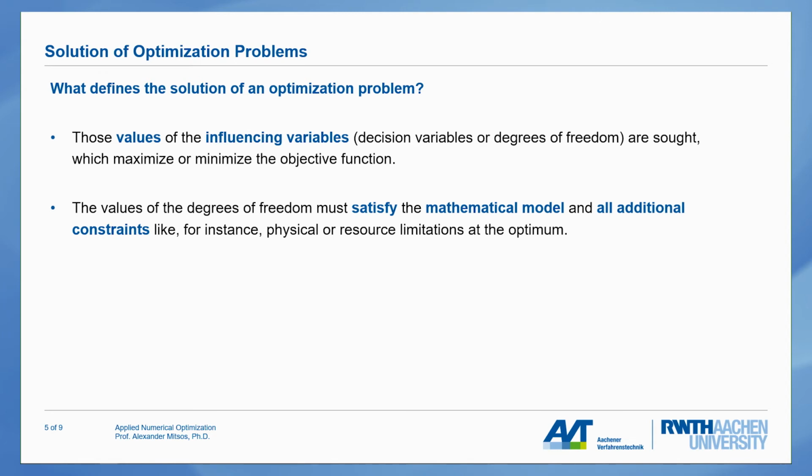When we solve an optimization problem, it's not enough to minimize our desired objective function. We have to, of course, satisfy the model and the additional constraints. There is no good in finding a solution that has a perfect return of investment but violates the law.